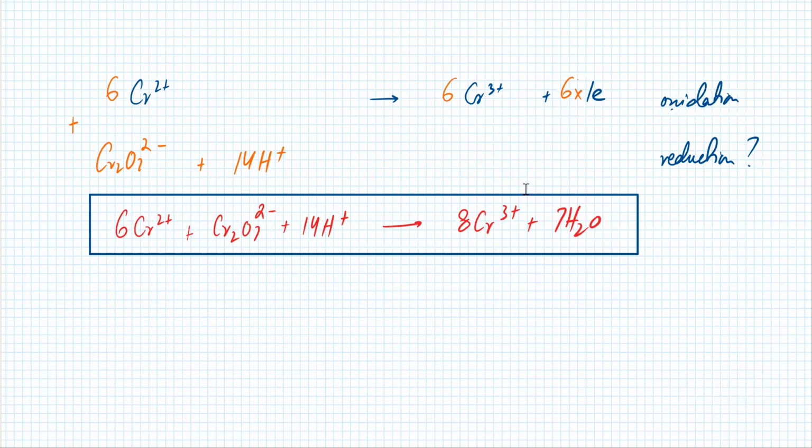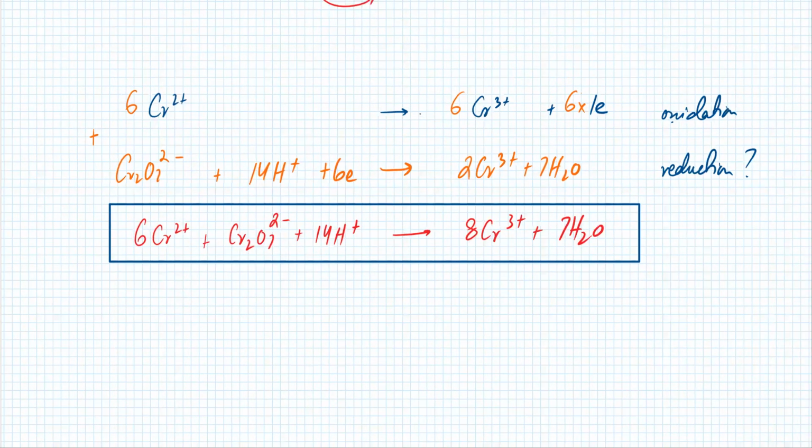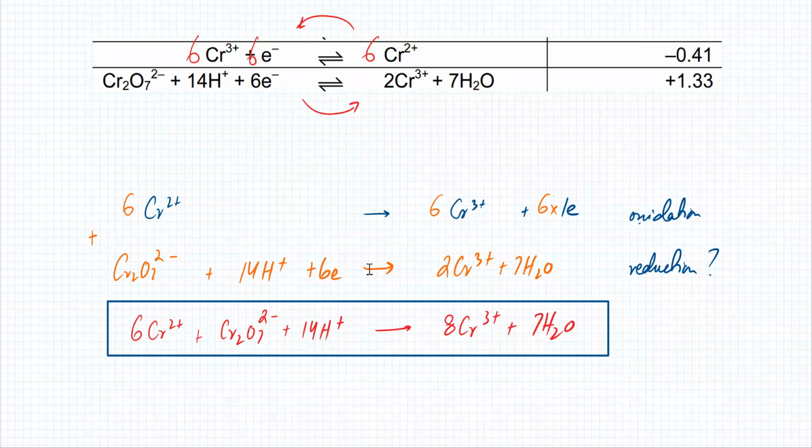What else? 6 Cr3+ must add up to something. So there's 2 Cr3+ missing. Like I need 8 Cr3+ over here. So there must be 2 Cr3+ on this side. And there's 7H2O, so there must be 7H2O in this other equation. And there's 6 electrons over here, and there are no 6 electrons showing up over here. So there must be minus 6 electrons. So that is my missing equation. The only thing I need to do is bring the minus 6 electrons from this side, and if I take them to the other side, they would become plus 6 electrons. So I get exactly the equation that we used to make this equation.